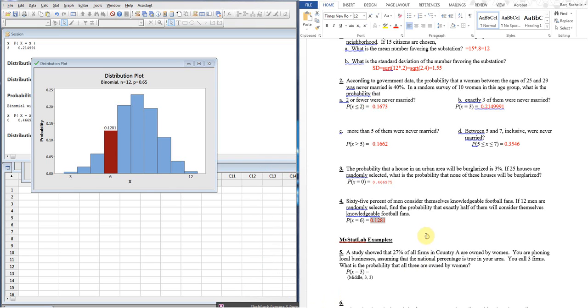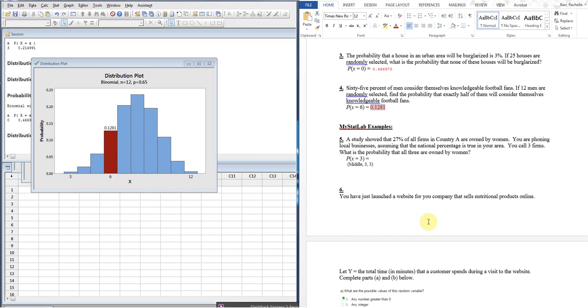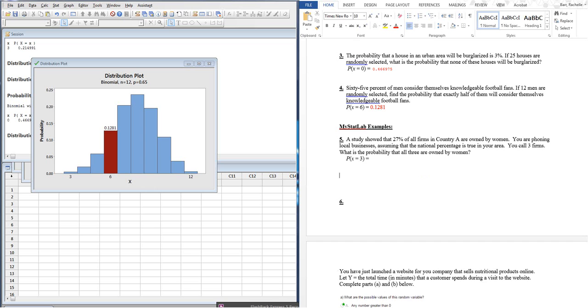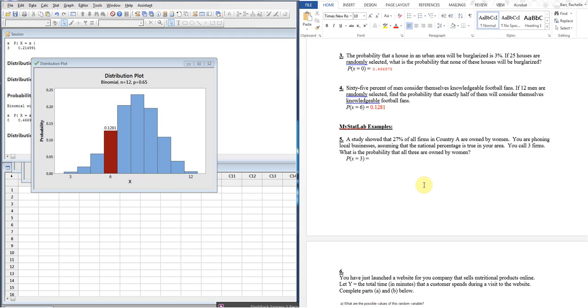Okay, let's get into the MyStatLab examples. First, let's look at number 5, which says a study shows that 26% of all firms in County A are owned by women. You're phoning local businesses, assuming that the national percentage in your area is true. And you have 3 firms that you call. What's the probability that all 3 are owned by women?